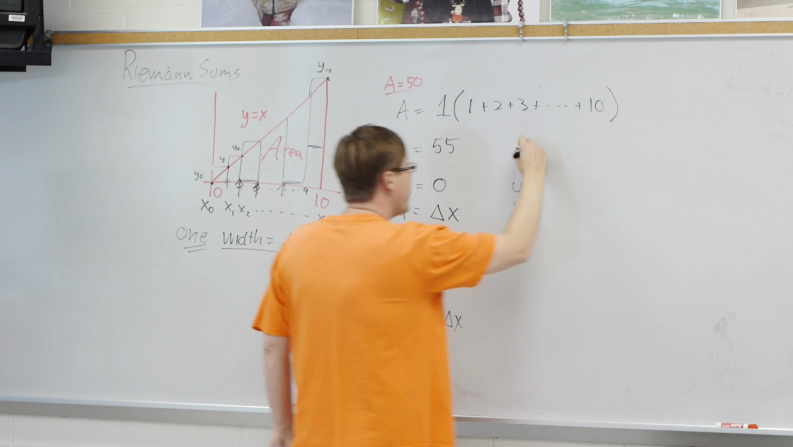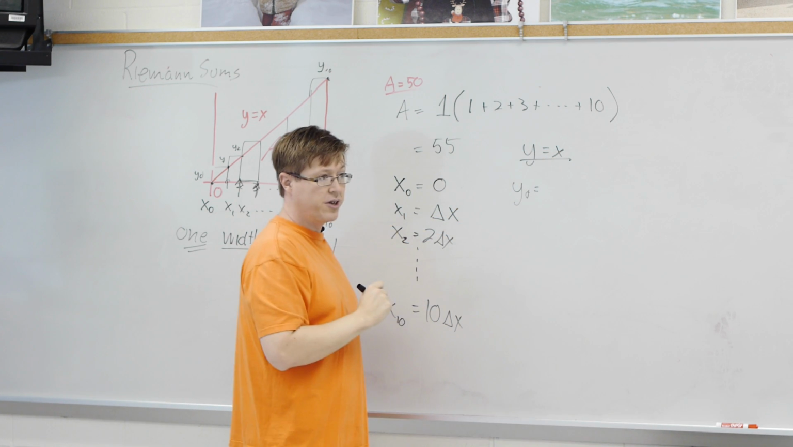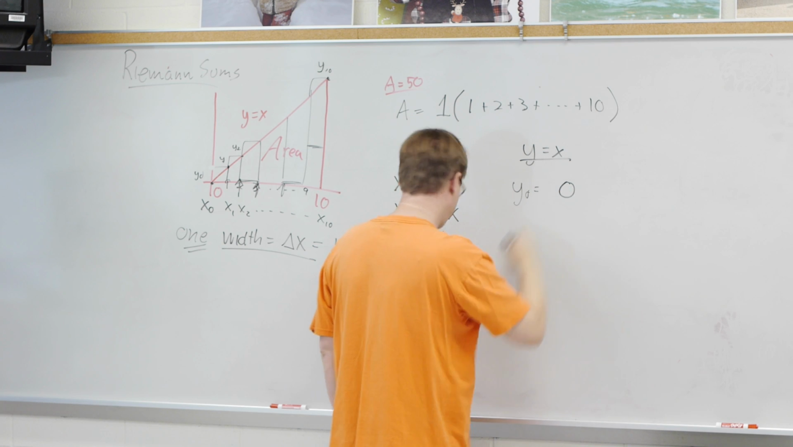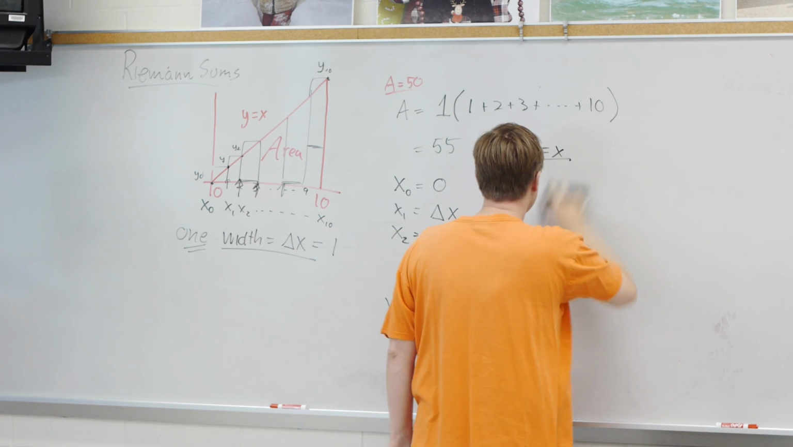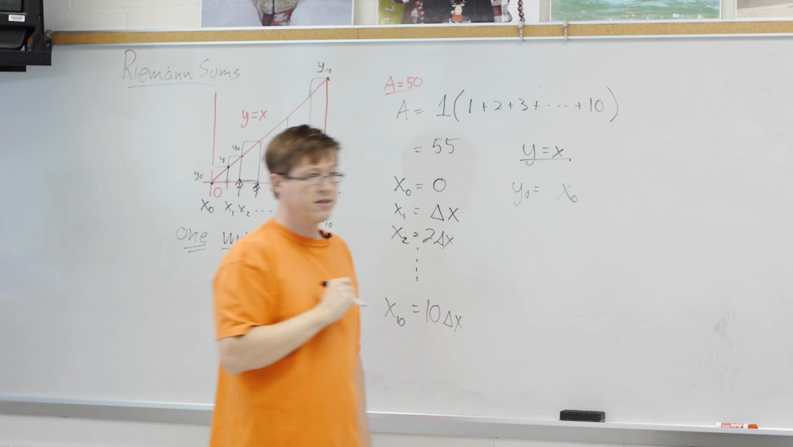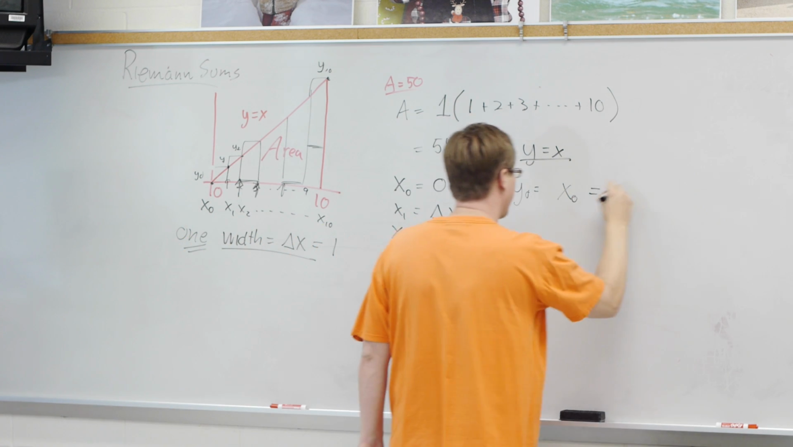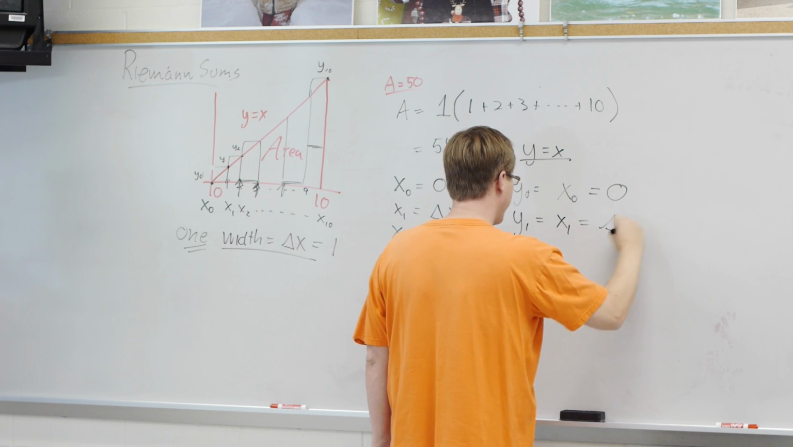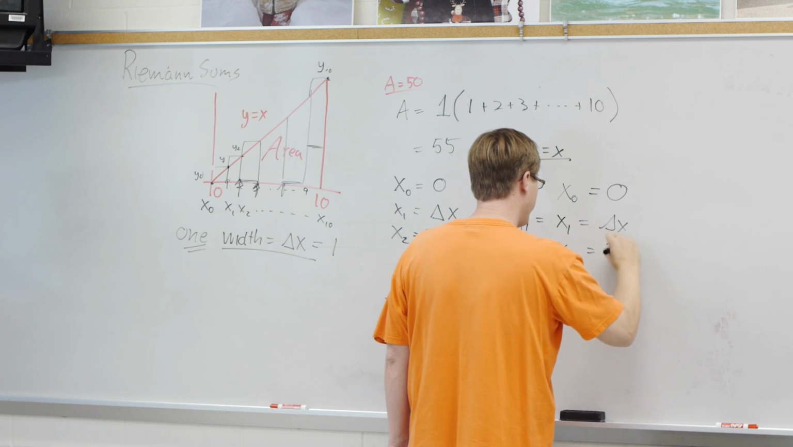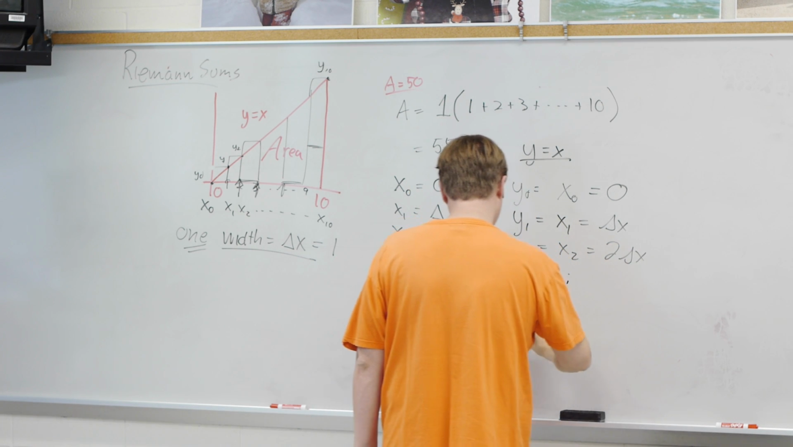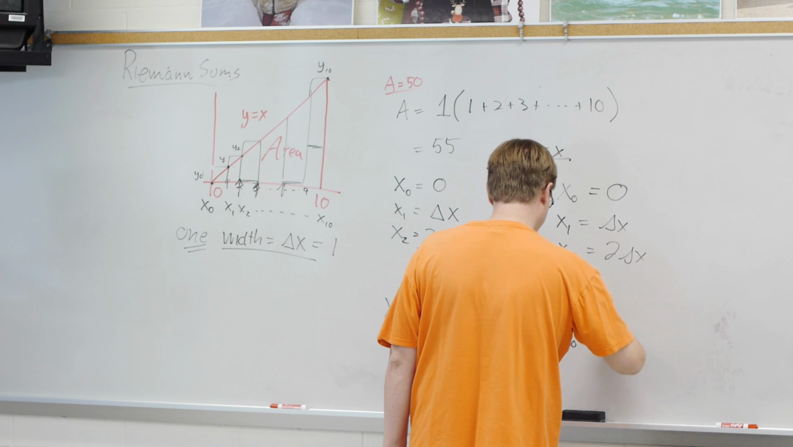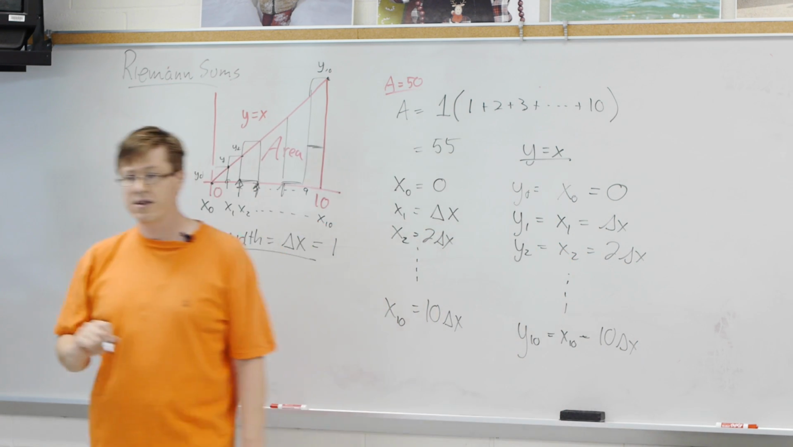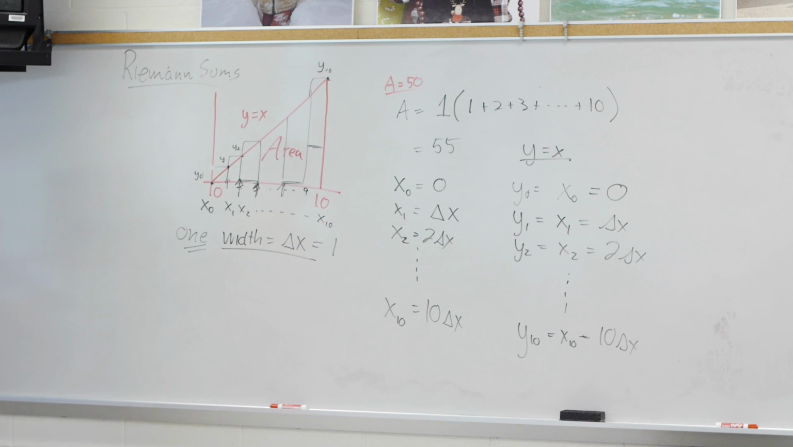Since y equals x, for this equation, it's just the same. So I'll write this. y0 actually is x0, which is just 0. y1 is x1, which is delta x. y2 is x2, which is 2 delta x, all the way down to y10, which is x10, which is 10 delta x. So for this equation, and this equation only, the y's and the x's are the same.